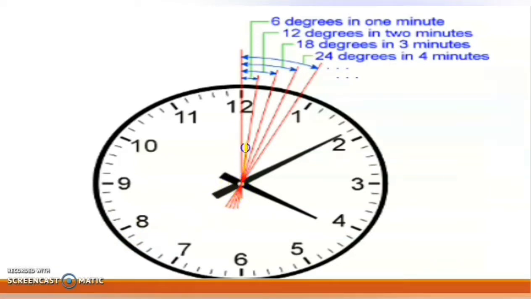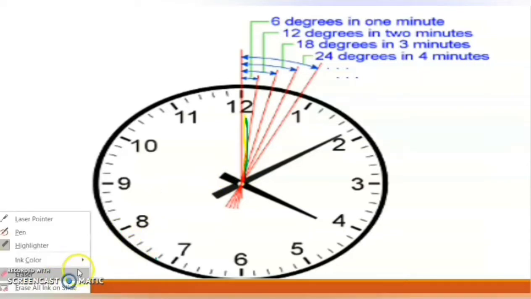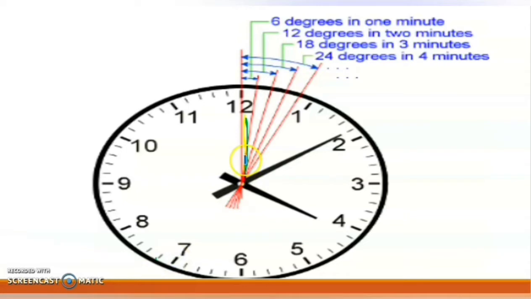So how does it look? My minute hand is positioned at 12, and my hour hand will also be positioned at the same place. So if I want to find the angle between the two, what will be the angle? The angle will be 0 because both of them are positioned at the same hour. So when do we say that the two hands meet? When they make the angle 0 degrees.